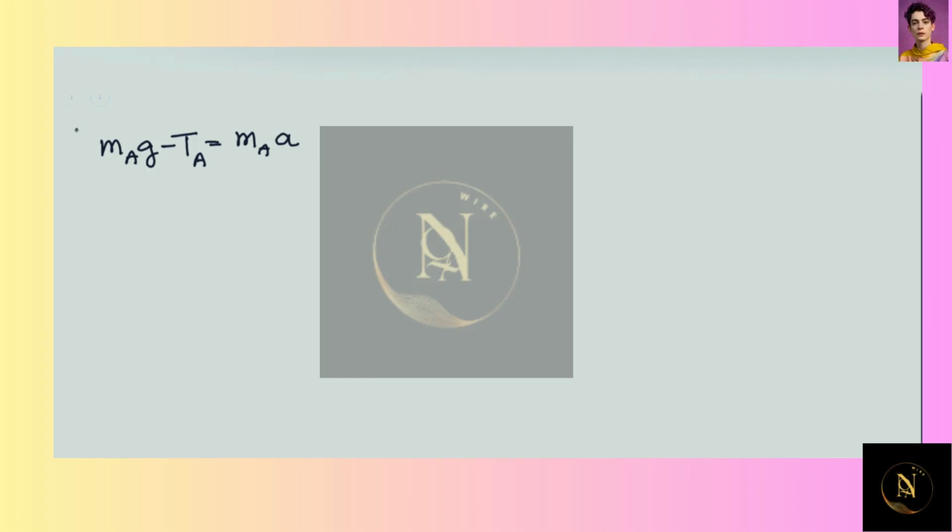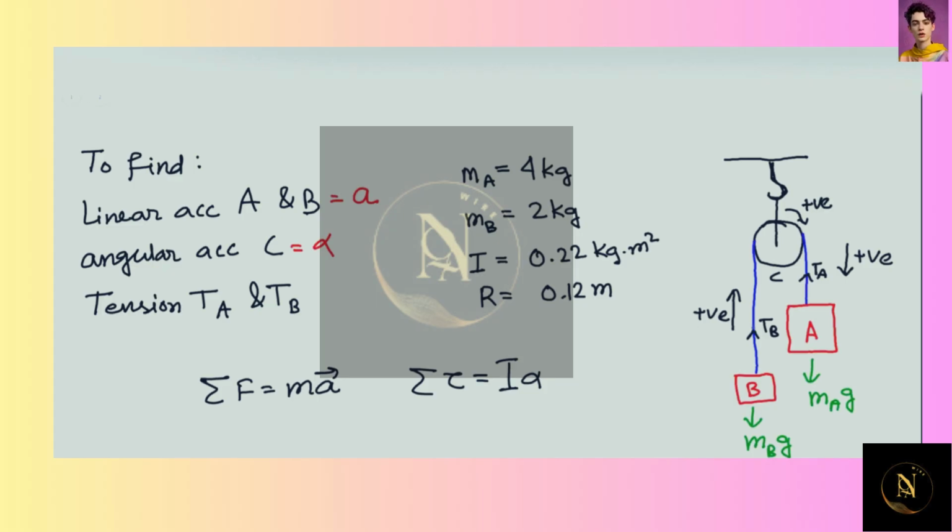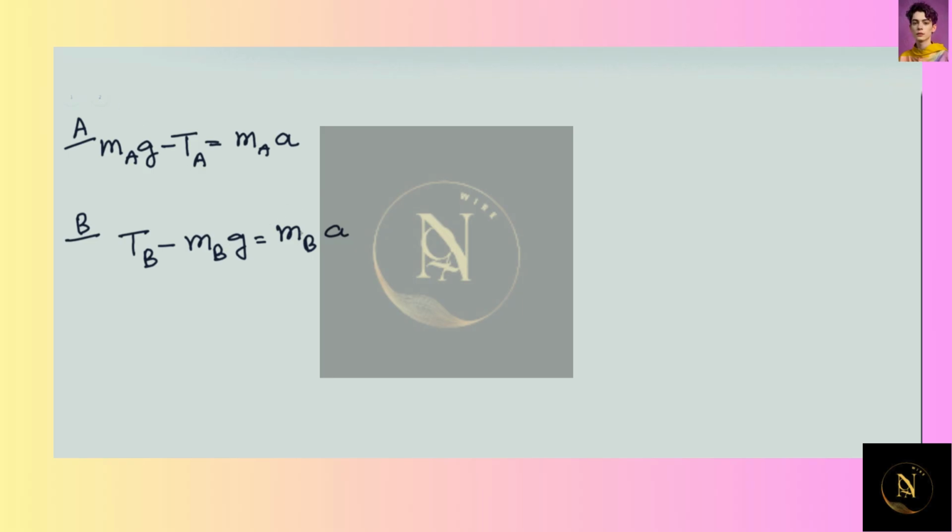Now, so this is for A. Now for B, we'll be having TB minus MB g, which is equal to MB a. And as we see here, the tension and the positive direction are on the same side. That's why TB is positive, but this is negative because this is in the opposite direction. Okay, so that concludes the linear part.